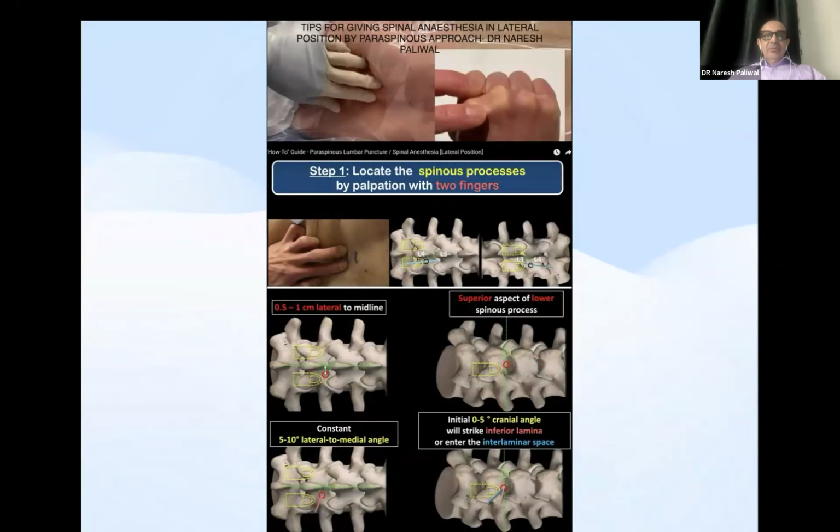This is for the lateral position paraspinous approach. What you can do is palpate your knuckles like that. You can palpate the lower margin of the spinous process. Just from the upper margin of the lower spinous process, you can go by a paraspinous approach. A little careful with median angulation, and you can approach the interlaminar space.